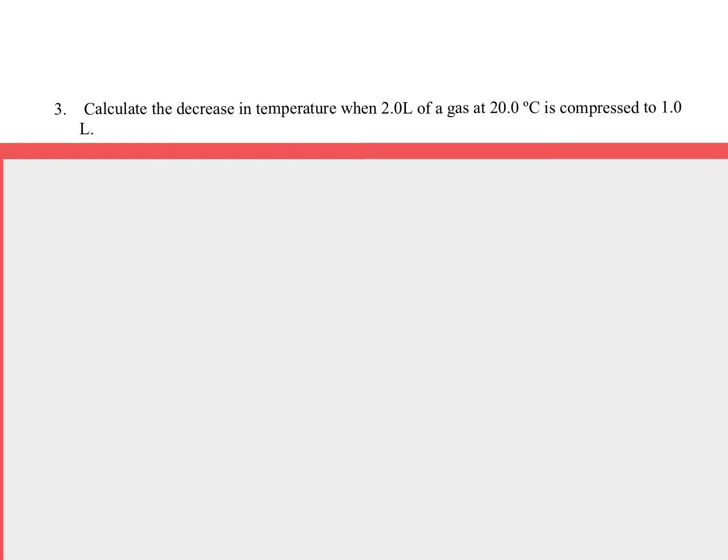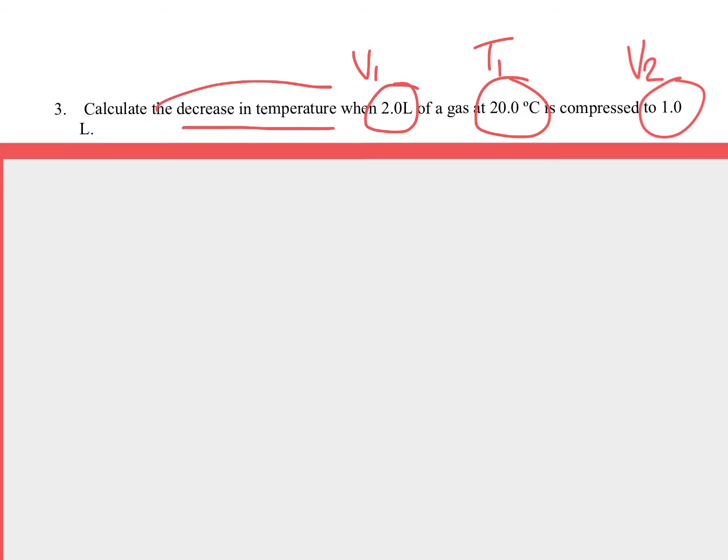Number 3 says calculate the decrease in temperature when 2 liters of a gas at 20 degrees Celsius is compressed to 1 liter. So first of all, 2 liters of a gas is my starting volume, and it's at 20 degrees Celsius, my starting temperature. We're then going to squeeze that volume smaller down to 1 liter, so that's my volume 2. So we want to know what the new temperature really is. So I guess that's going to be our question mark.